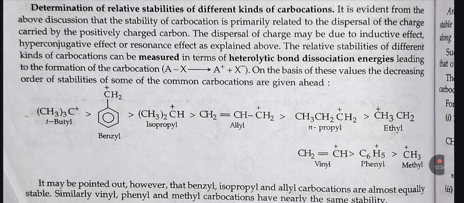On the basis of these values, the decreasing order of stability of some of the common carbocations is given as tertiary butyl, then benzyl, isopropyl, allyl, n-propyl, ethyl, vinyl, phenyl, methyl. It is to be pointed out, however, that benzyl, isopropyl, and allyl carbocations are nearly equally stable. Similarly, vinyl, phenyl, and methyl carbocations have nearly the same stability.